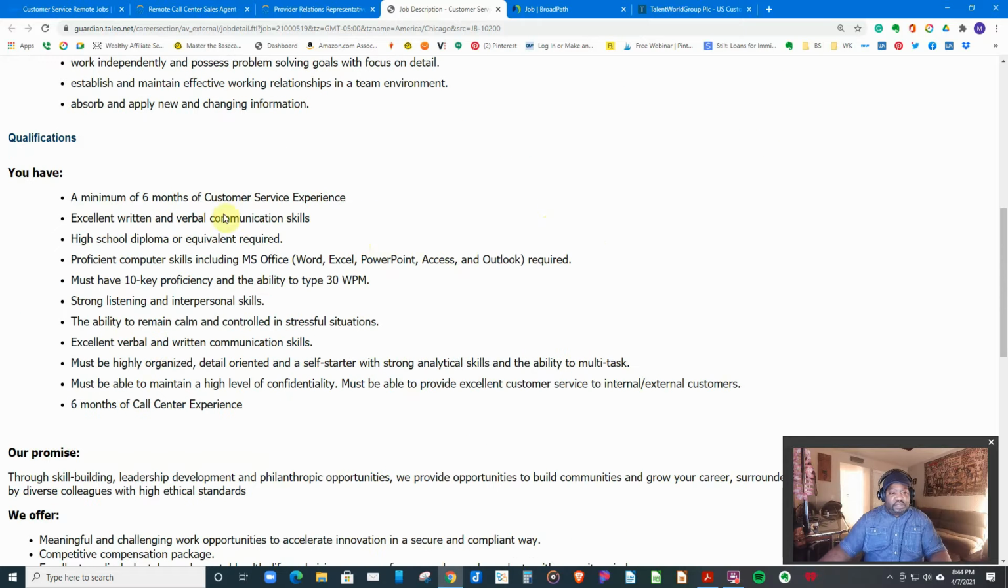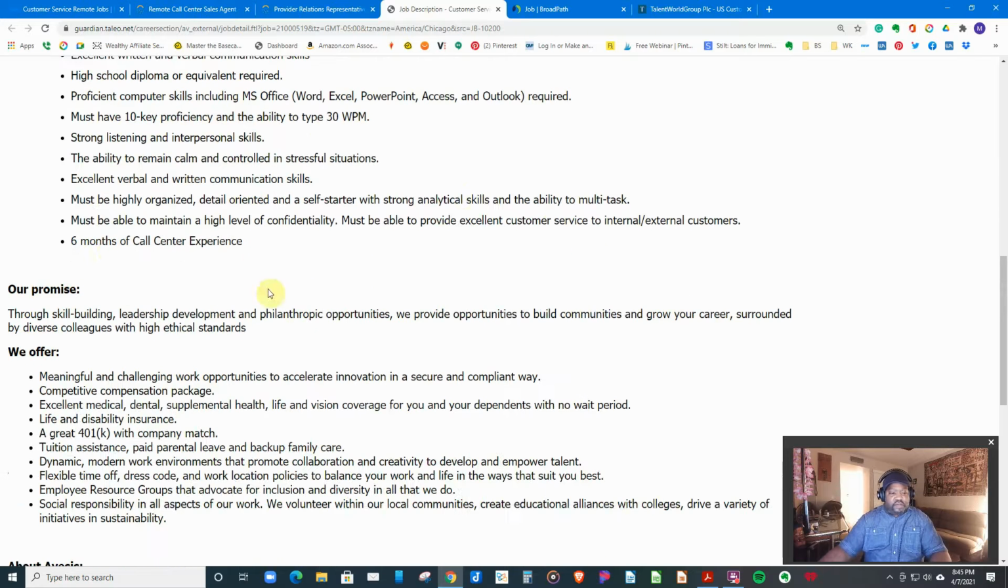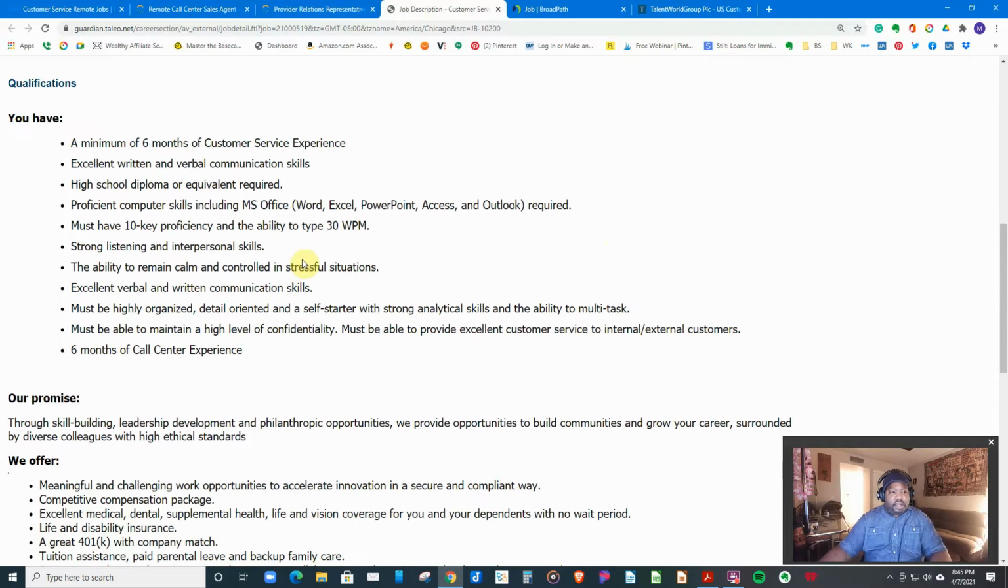They want you to have at least 6 months of customer service experience. Must have 10 key proficiency and be able to type 30 words per minute, which is not bad. And of course, be proficient in Microsoft Office. And of course, it is required to have 6 months call center experience with a high school diploma or GED. So the pay for this job was not provided. The benefits were not provided, but they do offer pay and benefits. It just was not put in the post for this job.